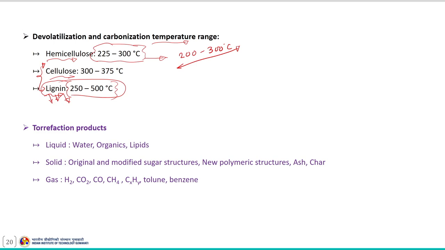And the main products which can be obtained during or after the torrefaction process are liquid, solid and gaseous products. The liquid product includes water, organics and lipids, and the solid here includes the original and modified sugar structures, new polymeric structures, ash and char, and the gases include hydrogen, carbon dioxide, carbon monoxide, methane and slightly higher hydrocarbon gases, toluene and benzene.